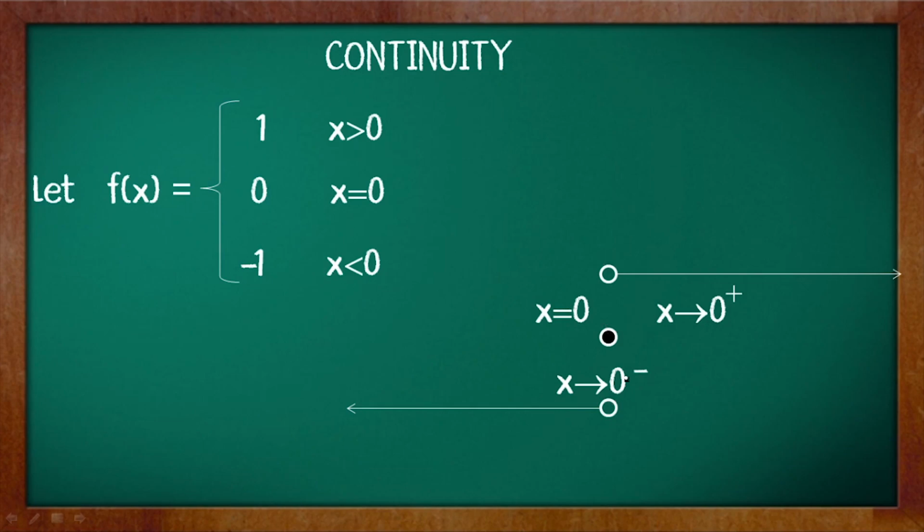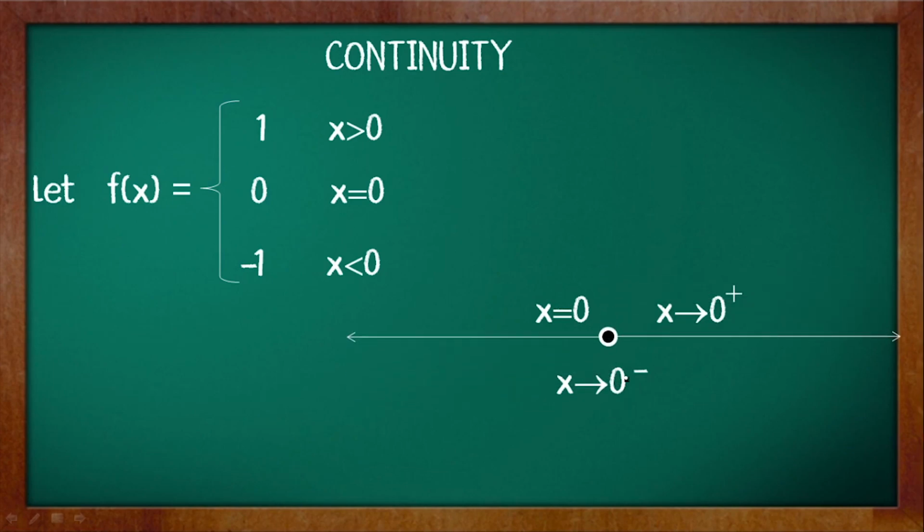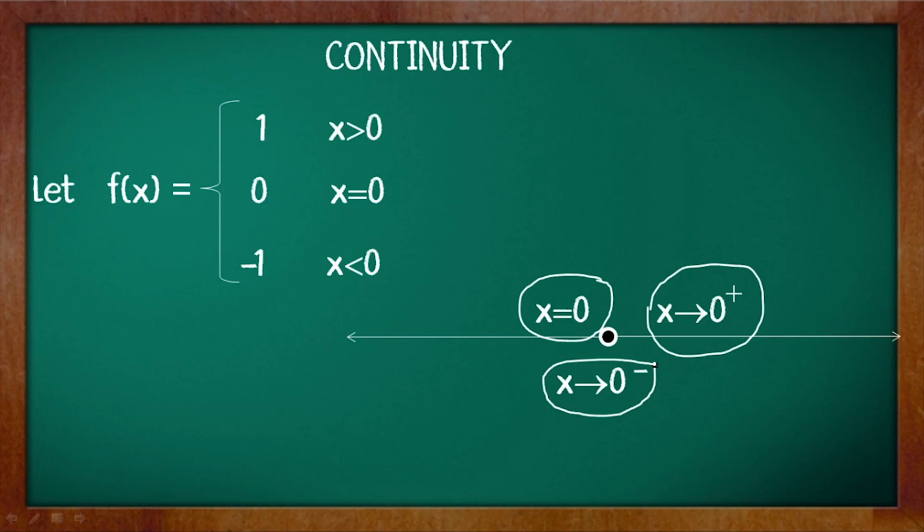Now what if these 3 points lie at the same place, something like this? Now can we say that I can draw this entire figure without lifting up the pen? Is it possible? So I can see here it is possible to draw this entire figure without lifting up the pen. So now I have to see the value of f(x) at x tends to 0 plus, I have to see the value of f(x) at x equals 0, and I have to see the value of f(x) at x tends to 0 minus.